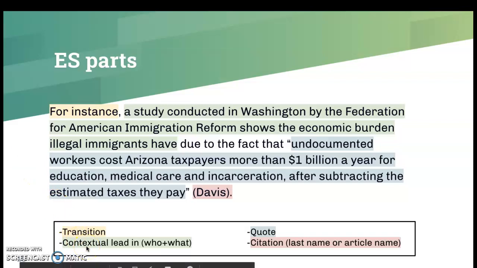Second, the contextual lead-in kind of gives us a grounding. What are we talking about? What are you going to be presenting to us? As the audience, it helps us to clarify some things. We just need the who and the what.